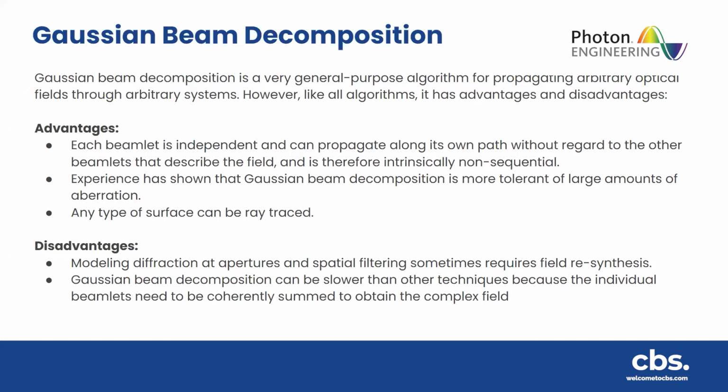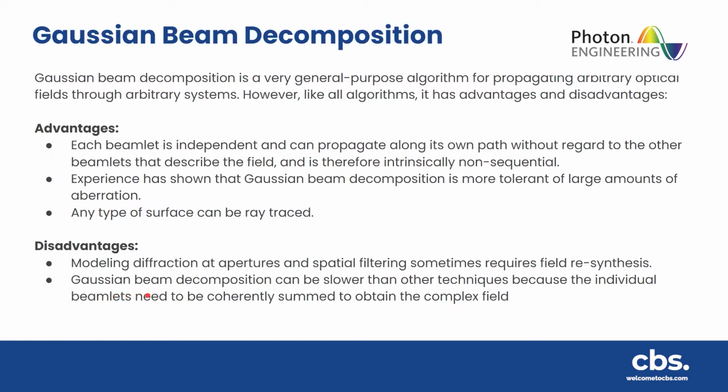The two disadvantages that I've listed here are quite simply that modeling diffraction effects at apertures, for example a spatial filter, modeling the spatial filter hole, sometimes requires that you resynthesize the field into a new set of Gaussian beams. That's an extra couple of steps when you use the software. So that's a little bit annoying, but it's not a fundamental problem.